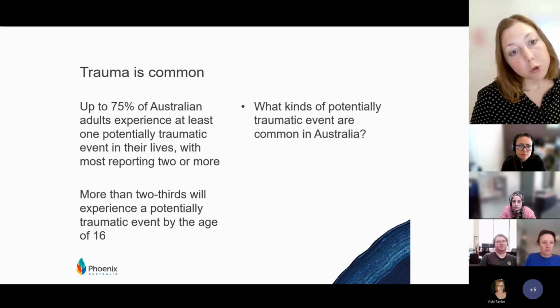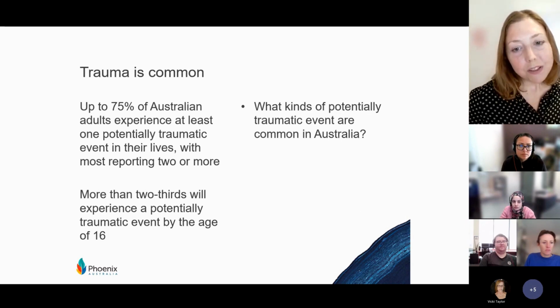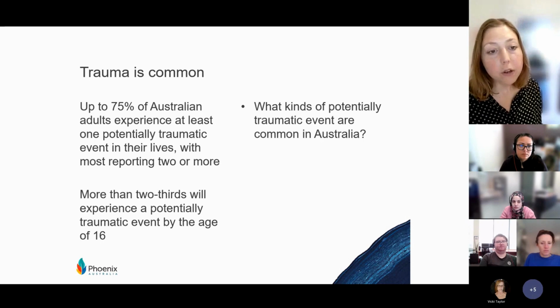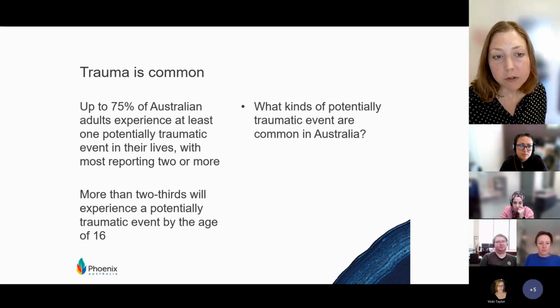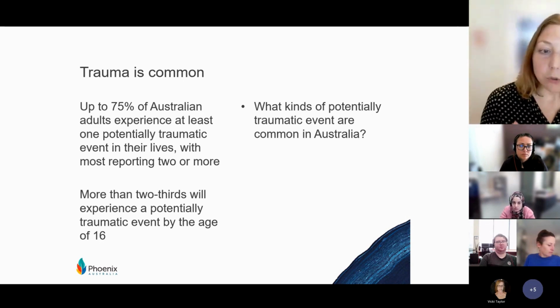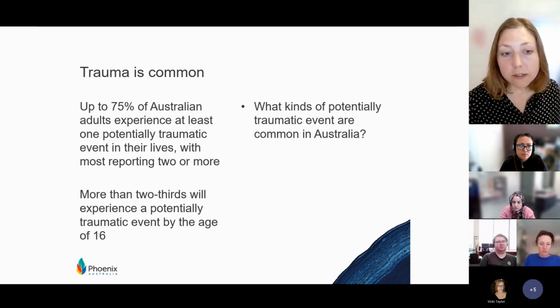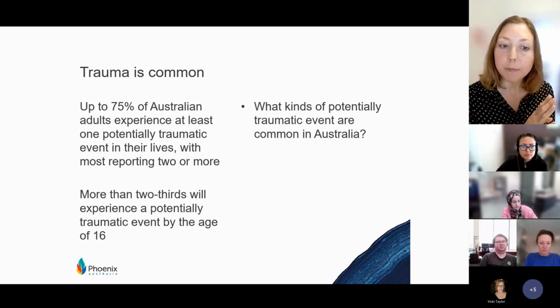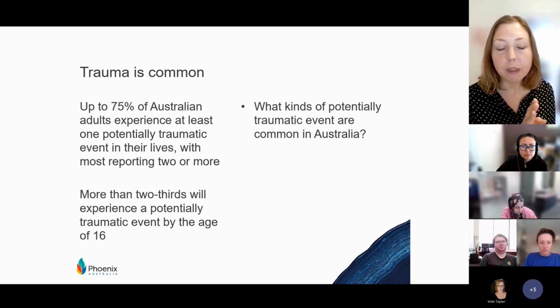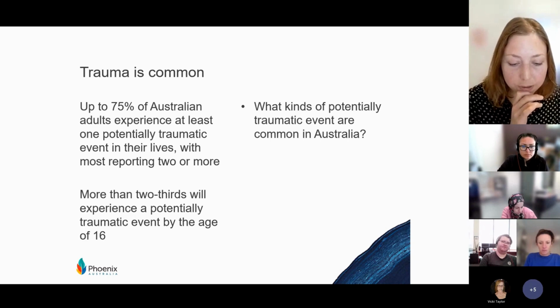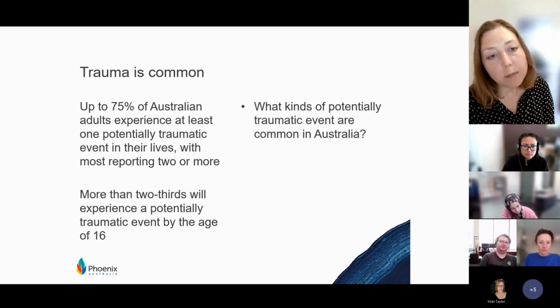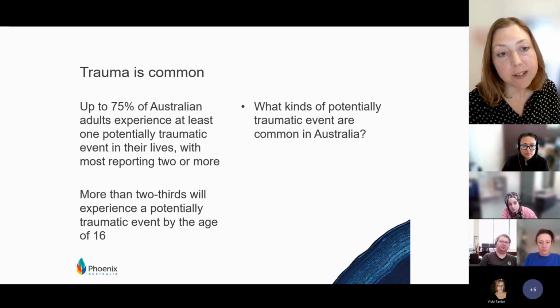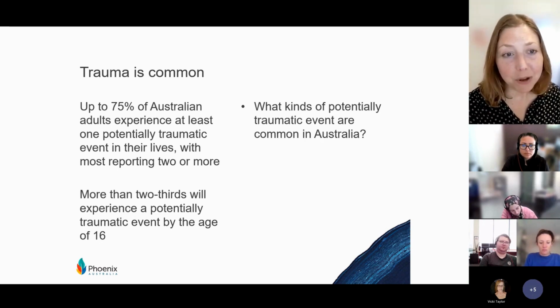Again, when we're thinking about being trauma aware in our work, we've also got to think about the fact that trauma is actually quite common. There are estimates that up to 75% of Australian adults have experienced at least one traumatic event in their lives, and most have reported two or more. More than two thirds of those people will have experienced it in their childhood or adolescence, so by the age of 16. So when we're thinking about trauma-informed care being applied in workplaces where service users or workers might have experienced trauma, you could pretty much consider it to be any workplace.